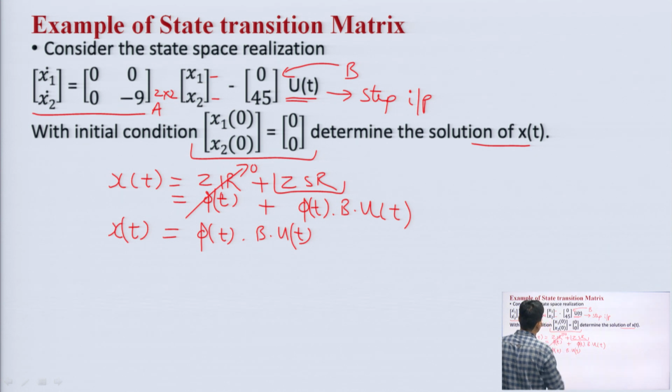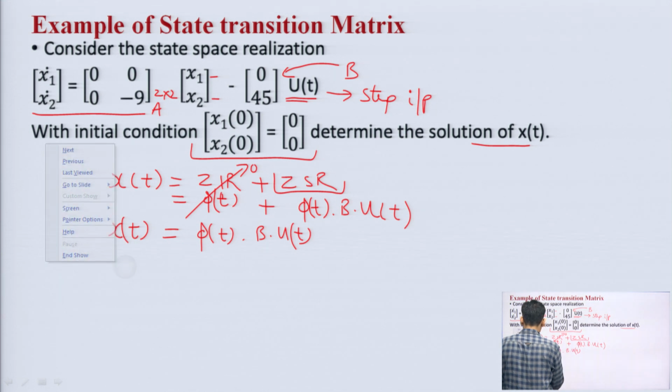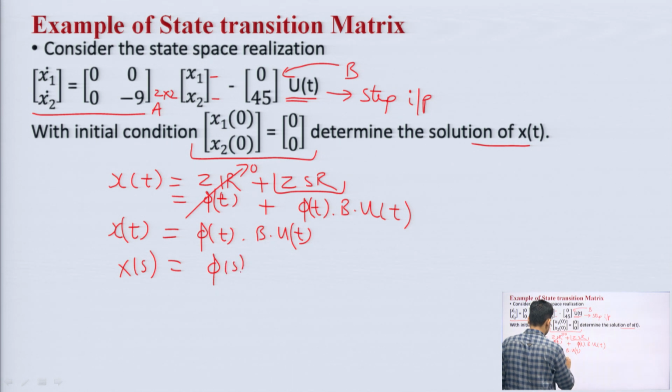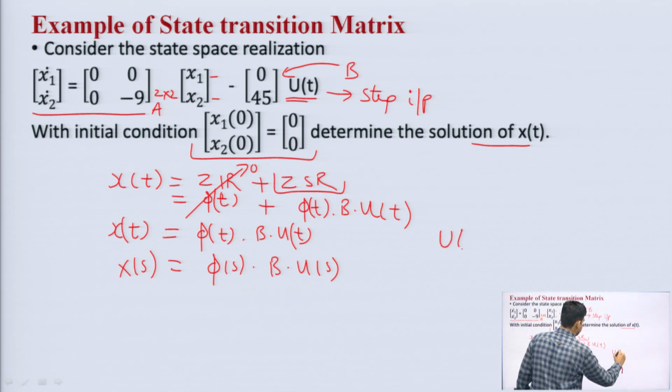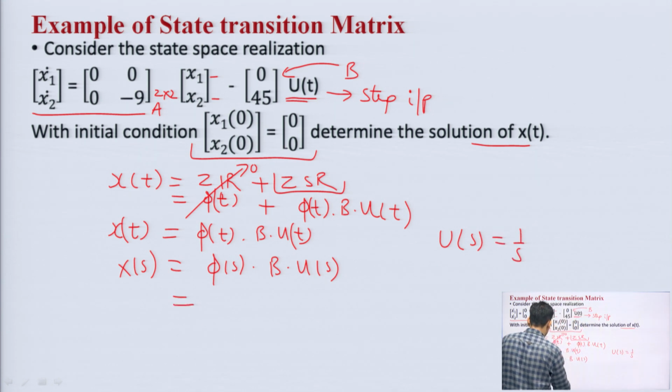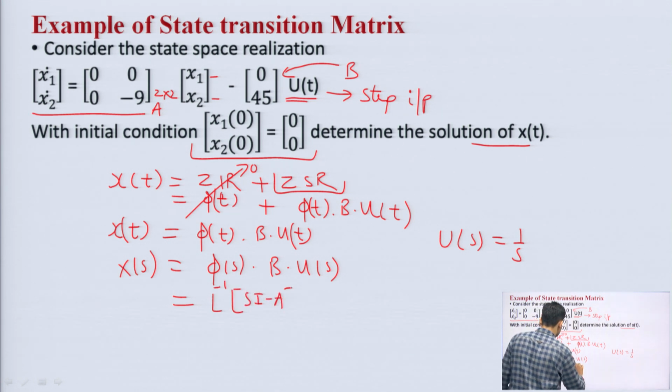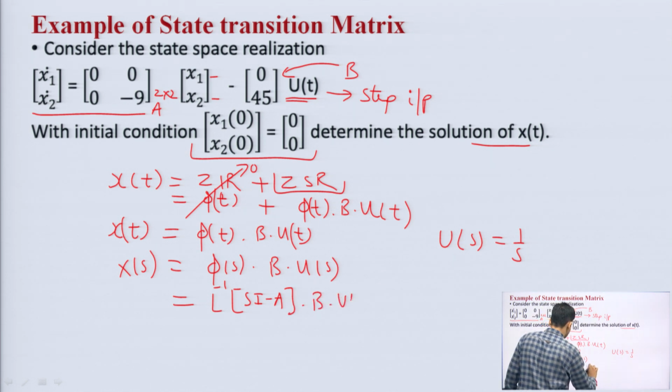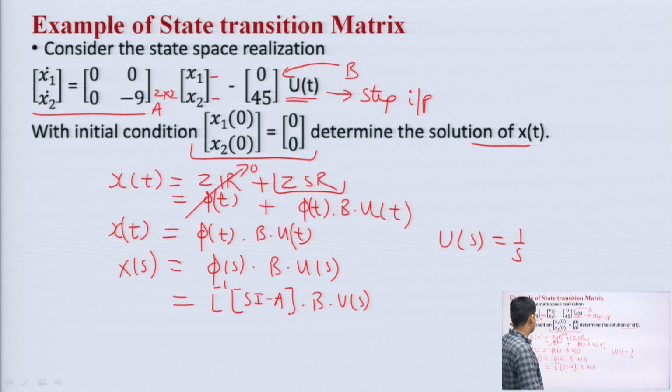So, again I need to take the help of the Laplace transform to obtain the solution. In the Laplace domain, X(s) would be given as phi(s) dot B dot U(s), and because it is a unit step function, U(s) is given by 1 over s. The B matrix is given to me, and I need to calculate phi(s), which is the Laplace inverse of (sI minus A) dot B dot U(s). So, I first need to calculate the inverse of (sI minus A).